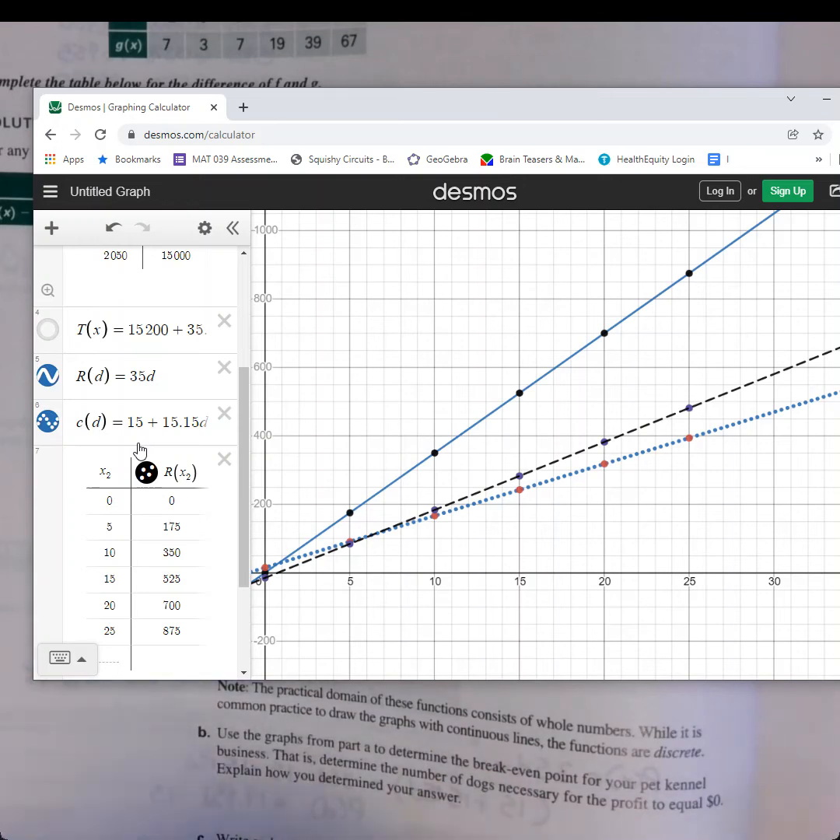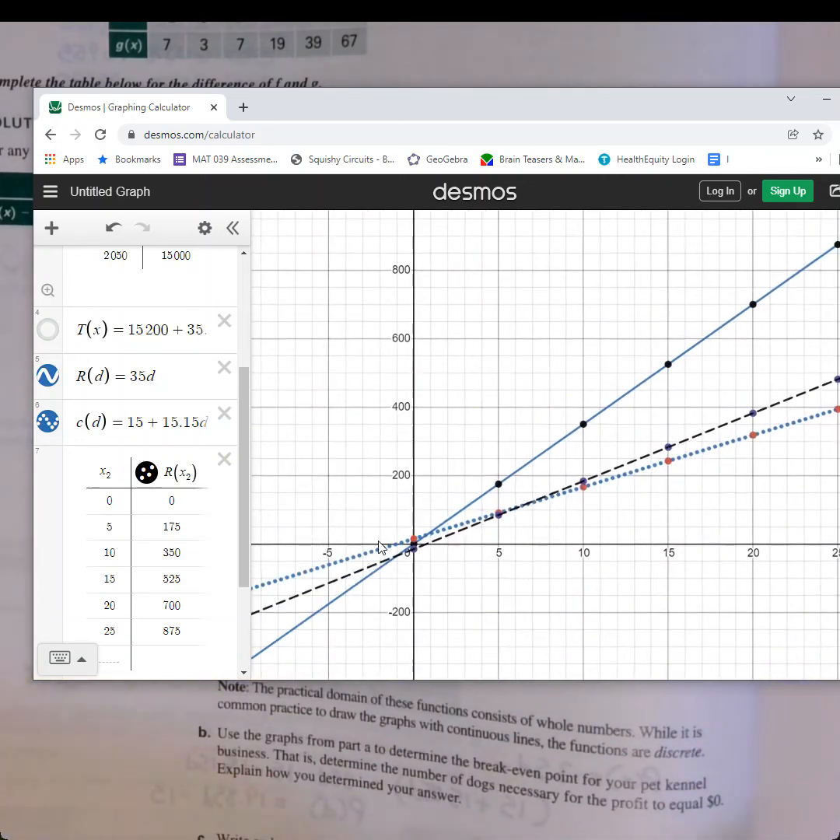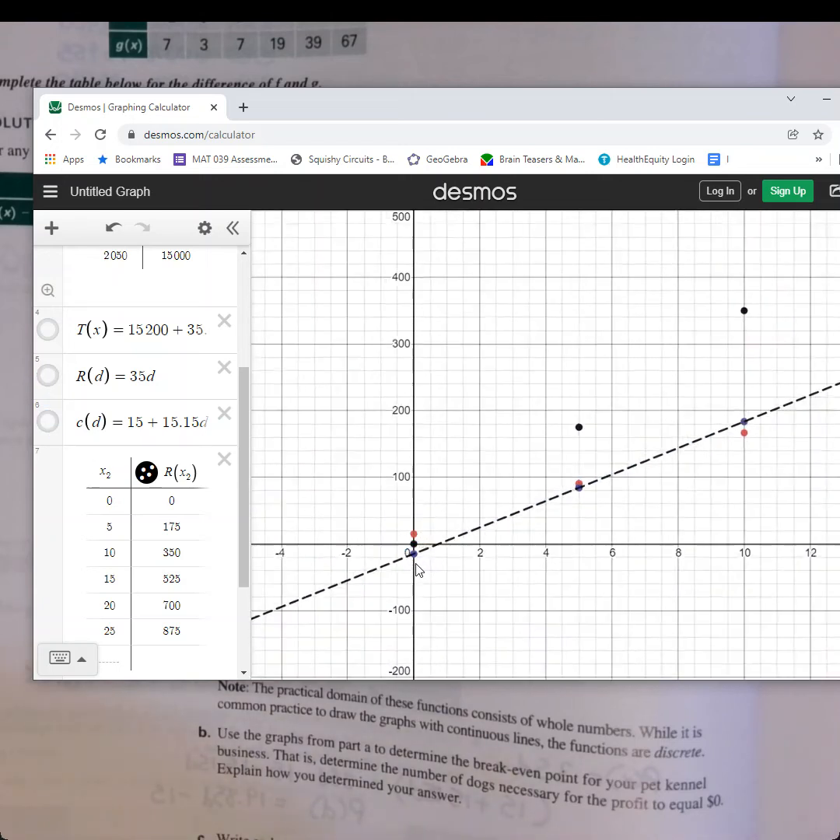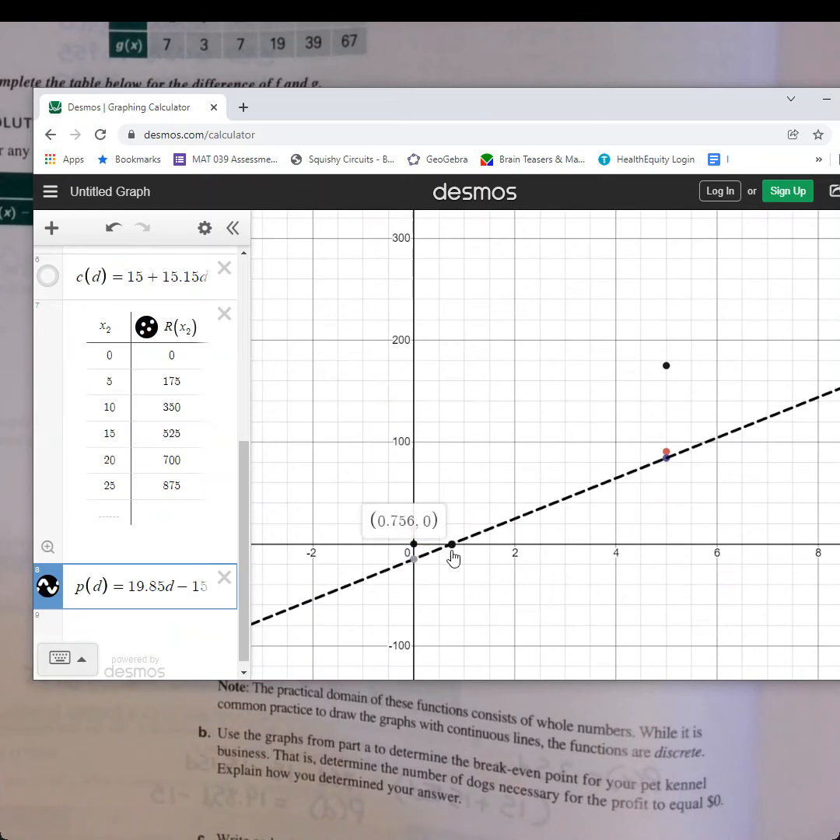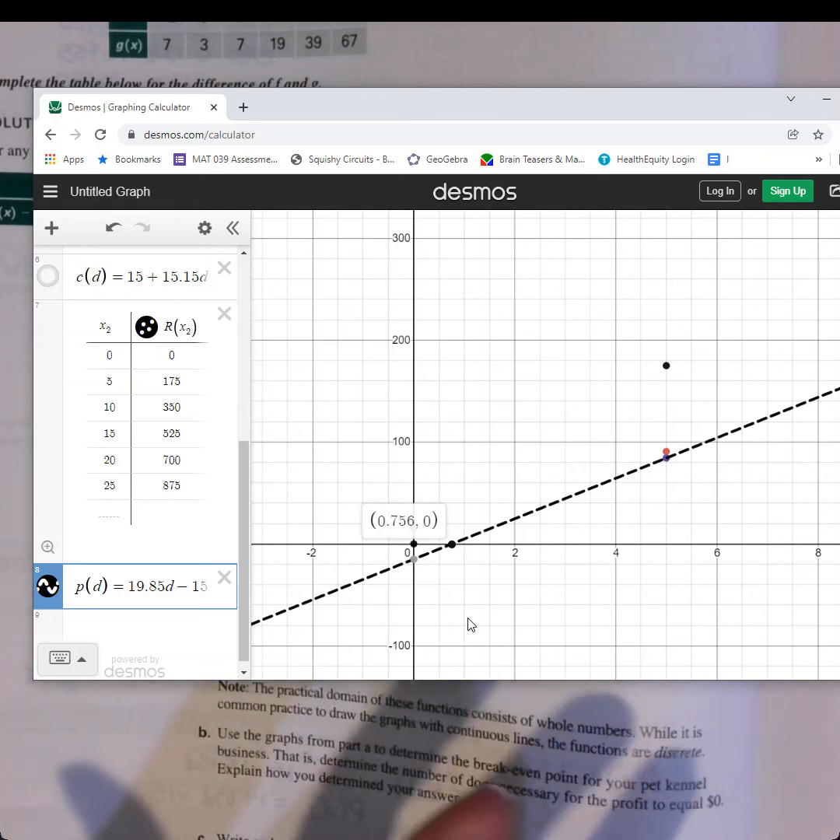All right, so I'm not going to draw on my page, but if you want to make a quick sketch, you can. And then part B, it says use the graph to determine the break-even point for the kennel. So that is the place where the profit is equal to 0. So I'm going to look at just the profit function for a second, and I want to find out when the profit is equal to 0. So if I click on this, if we have 0.756 of a dog entering the kennel, our profit would be 0. So obviously we can't have 0.756 of a dog.